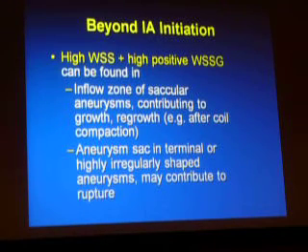This goes beyond the aneurysm initiation, because high shear stress and high positive gradient can also be found in an already formed aneurysm, like in the inflow zone of a circular aneurysm. This inflow zone is subjected to impingement, and I believe this is where you have the growth and regrowth of an aneurysm after coiling. Also, with a complex geometry aneurysm sac, especially in terminal aneurysms and highly irregular aneurysms, you could have direct impingement at the wall. So this could be contributing to rupture.